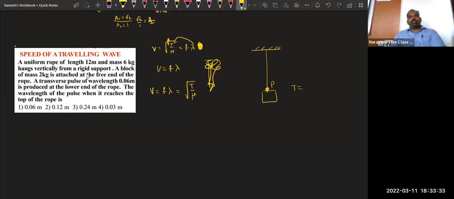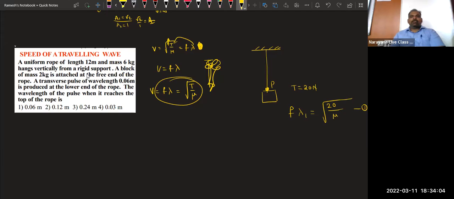At point P, only the weight of the load is putting tension. The weight of the load is 2 into 10, very good, 20 Newton. So I can apply this concept here. F into wavelength equals under root of tension, 20 by mu. Mu means what? Nothing but linear mass density. Mu equal to, if you write it also no problem, if you don't write also no problem.